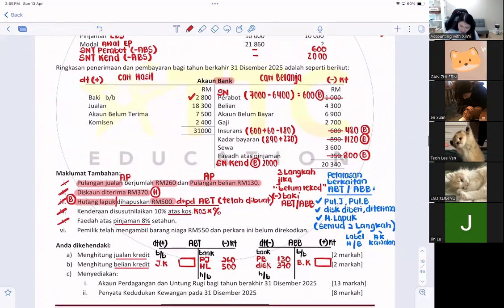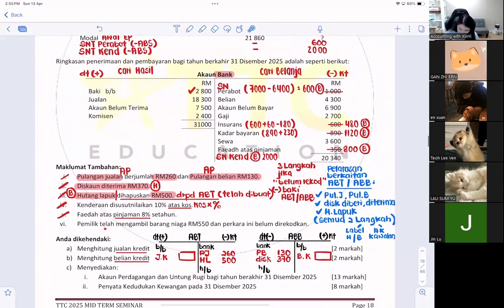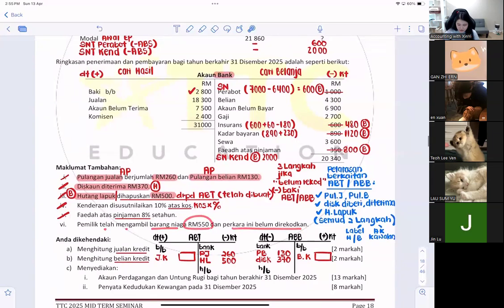The final one is the pemilik telah mengambil barang niaga 550 dan perkara ini belum direkodkan. So these are, if you see belum direkod, should we do 3 langkah? Answer is no. The 3 steps is only applicable to ABT, ABB related items. So if it's a normal pelarasan transaction, we do 2 steps maximum. Okay, please go ahead and adjust barang niaga.